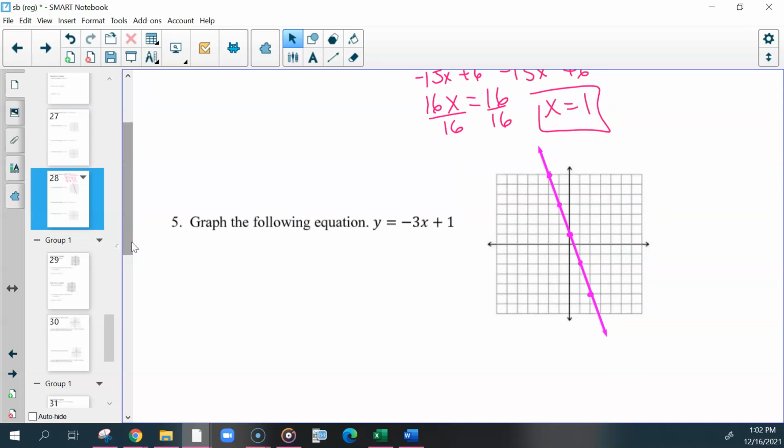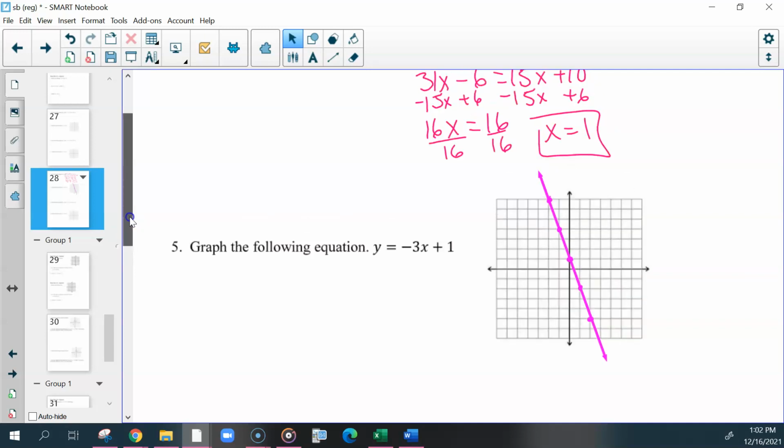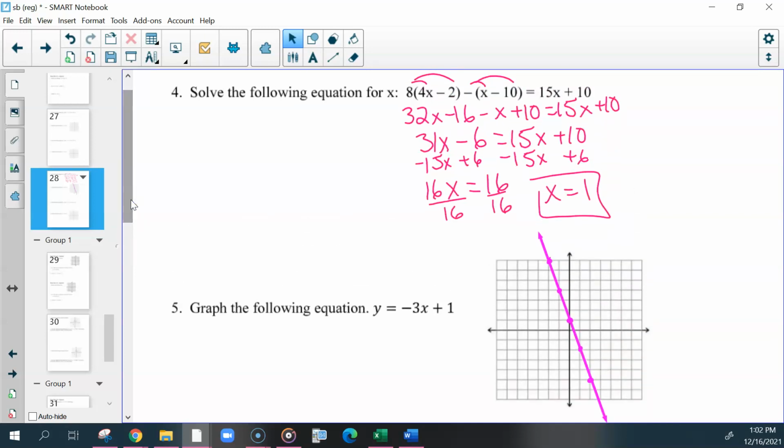And then for the very last one, you needed to graph that one. Start at your y-intercept of 1. Your slope is -3, so go up 3 to the left 1 as many times as possible, or down 3 to the right 1 as many times as possible. Do we have questions on either of these problems?